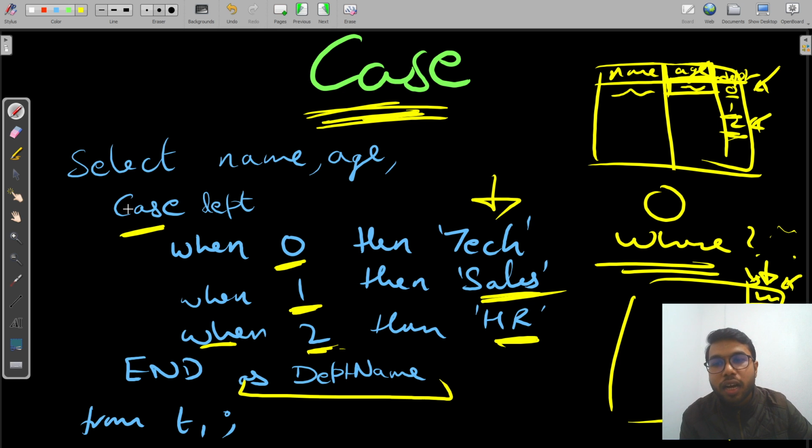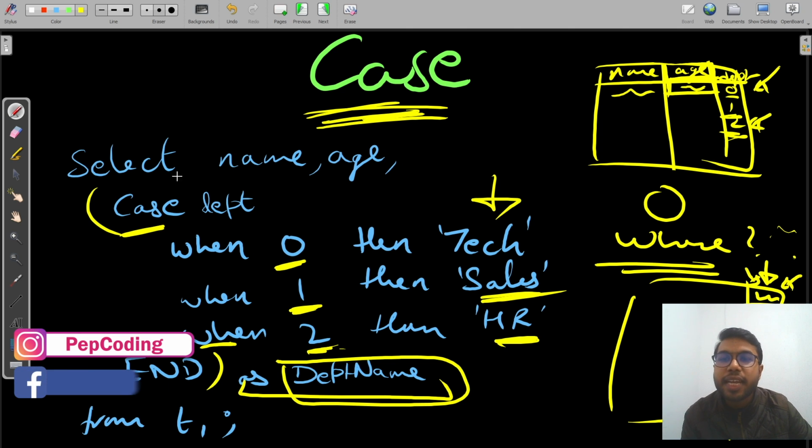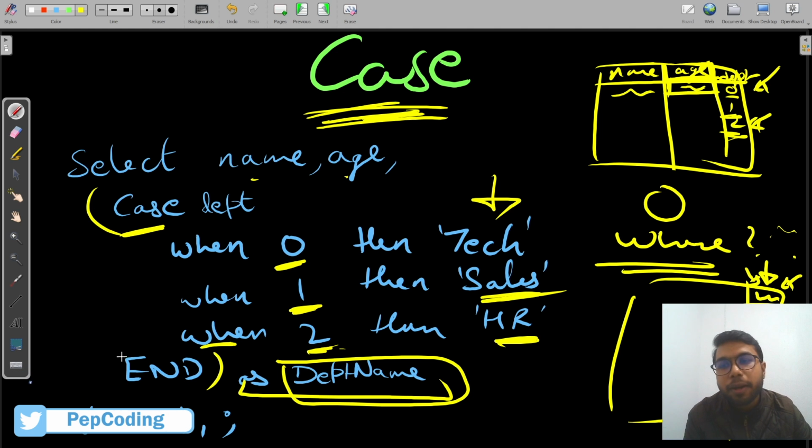So we are saying this is one statement, and we are saying this as this name. So this is the column name that we would be having. Let's break it down a little bit more. We are saying select name, age, and this thing as department name. And what is this thing?